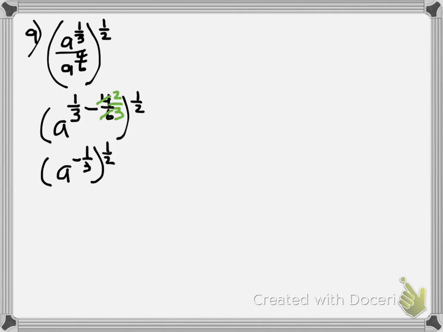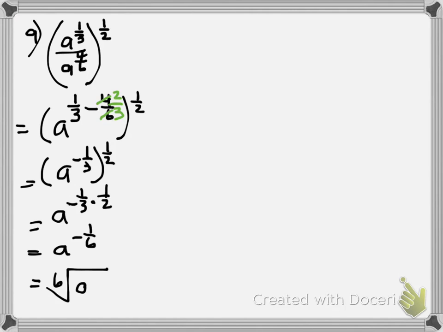Now I'm ready to do power to the power. I'm not going to deal with the negative exponent yet. I'll deal with that in a minute. So then I get a to, oh, I don't need parentheses anymore. I'm going to have the negative 1/3 times 1/2, which gives me a to the negative 1/6. Now's the time I want to go back to radicals, and I'm going to have the 6th root of a to the negative 1st power.